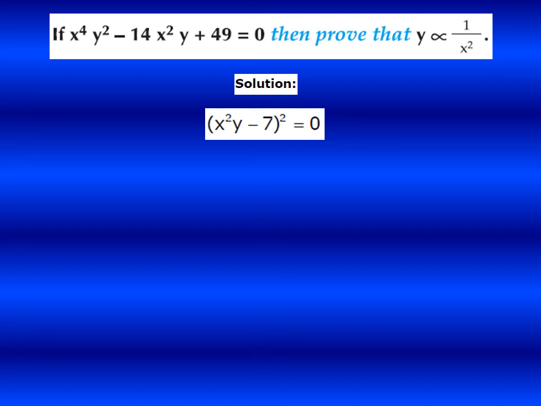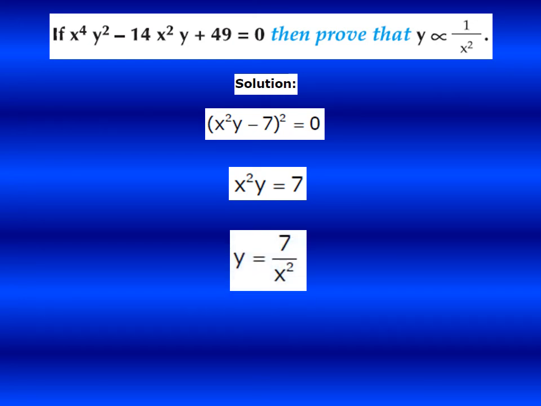This is a perfect square. Bracket all to the power 2, and square root the first term, minus square root the third term. Then x squared y minus 7, all to the power 2, equals 0. Then x squared y minus 7 equals 0. That means x squared y equals 7. x squared y equals a constant. Then y equals 7 over x to the power 2, and y varies inversely with x to the power 2.